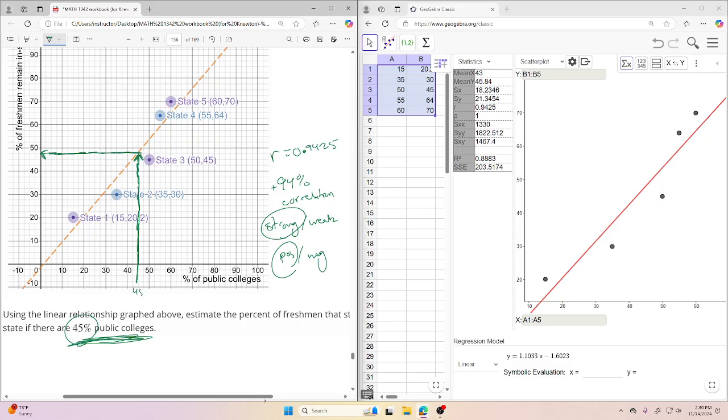So I went up and I went over, and I found that if I'm going with 45 right here, this is the 45, that my result would be what? Just take a good guess. How much? 48. Yep, I like it. 48. That's your answer. That's what they want.